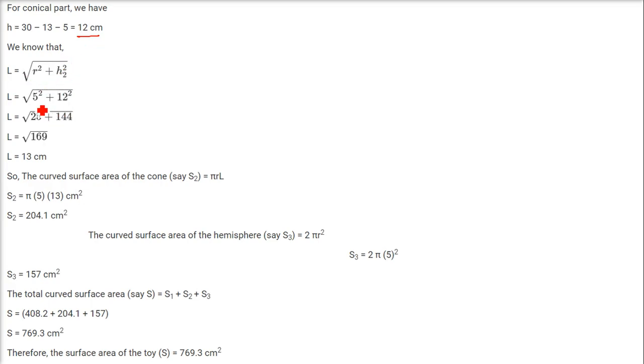And then this L will be under root R square plus H square, that is 5 square plus 12 square, 25 plus 144, it is going to be 169 under root, it is going to be 13. So we just have to write here 13, pi into 5 into 13.